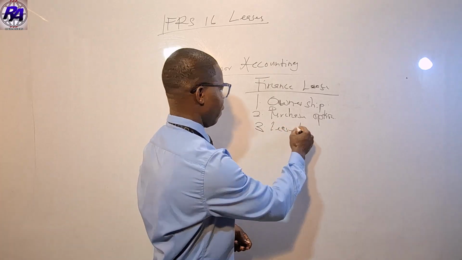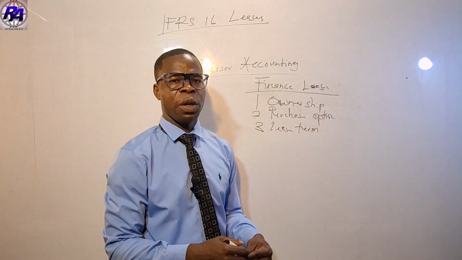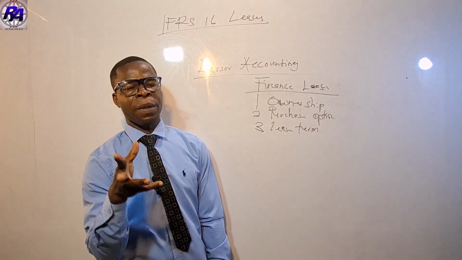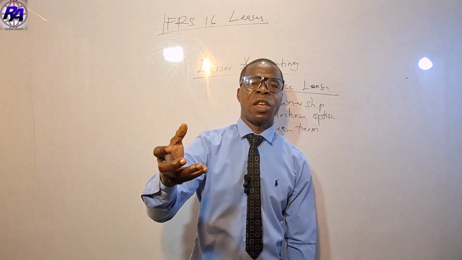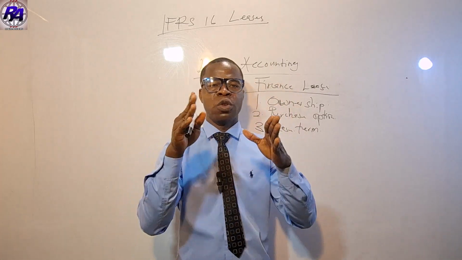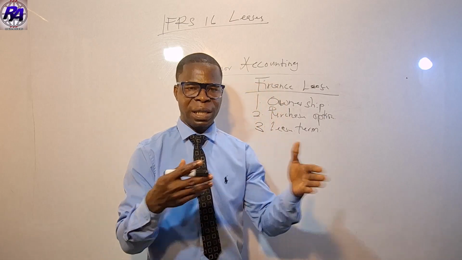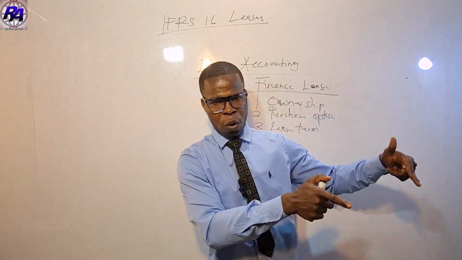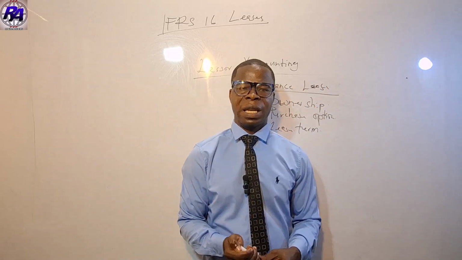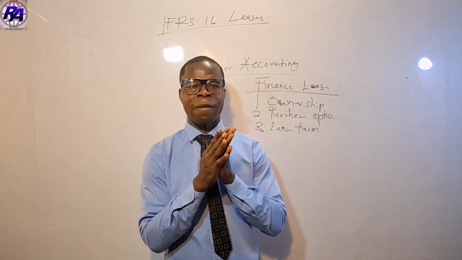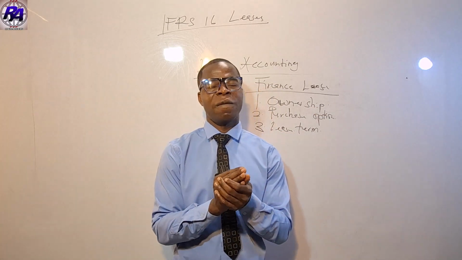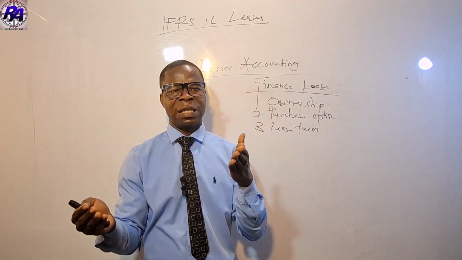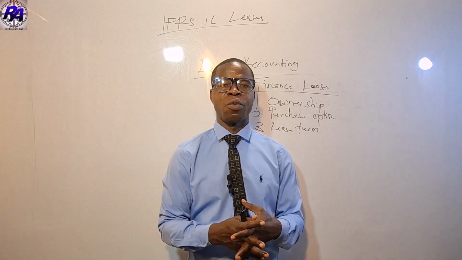If the lease term is of a major part of the economic life of the lease asset, then we say it's a finance lease. So let's assume the lease term is 6 years, and the useful life of the asset is 8 years. We say that the lease term is of a major part of the useful life of the lease asset. When that happens, we say it is a finance lease. On the contrary, if we are having a lease term of 6 years and the economic life is 50 years, you can say that that is not a major part. So that becomes an operating lease.